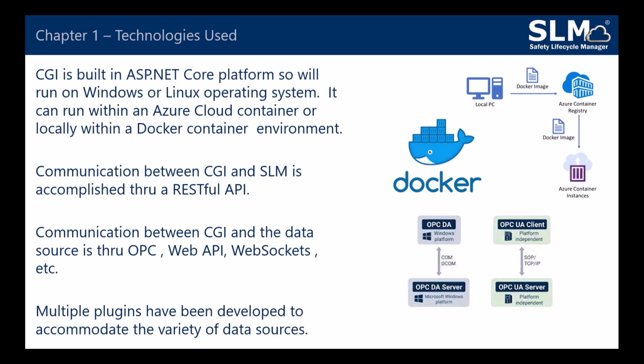CGI is built in ASP.NET Core Platform, so will run on Windows or Linux operating systems. It can run within the Azure Cloud container or locally within a Docker container environment. Communications between CGI and SLM is accomplished through RESTful API. Communication between CGI and the data source is through OPC, Web API, and WebSockets. Multiple plugins have been developed to accommodate the variety of data sources.